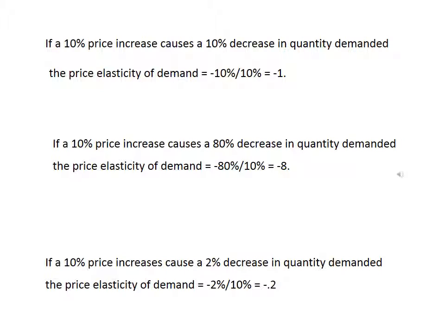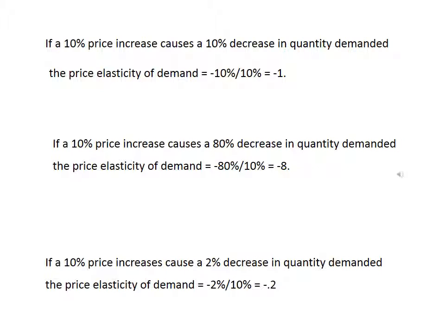So you see in the first example, a 10% increase in price caused a 10% decrease in quantity demanded. Now a 10% price increase causes an 80% decrease in quantity demanded. So in our second example, quantity demanded is much more responsive. It's 8 times as responsive. And negative 8 is 8 times bigger than negative 1.